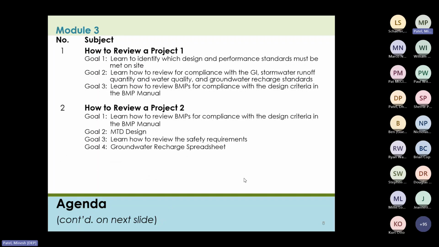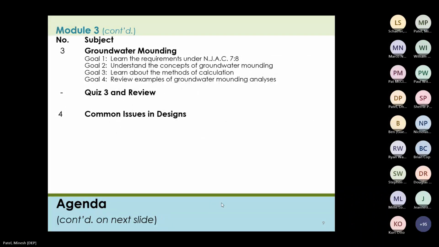Module 3 for Tuesday, December 12th, will start with Anthony Roblick and I presenting how to review a Project 1. And then Chengyi Yu will be presenting Part 2 of how to review a project. And then Peter will be presenting the groundwater mounding analysis as per Chapter 13, along with some examples. Then we'll have Quiz 3, and if time permits, we will briefly cover some of the common issues we've seen in designs.